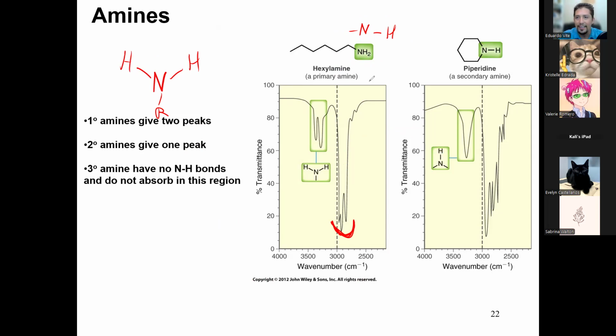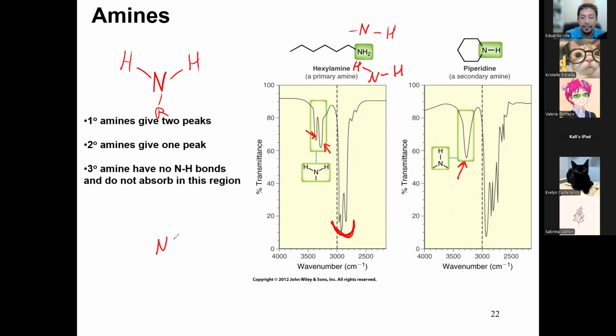Here we go. NH and NH. So those two are these two peaks that you see right here. And if you only have a single NH, like you see here in piperidine, you only have a single signal. Both of them are weak. Both of them are higher wave number than the alkane CH stretches. This is how you know if you have amines.